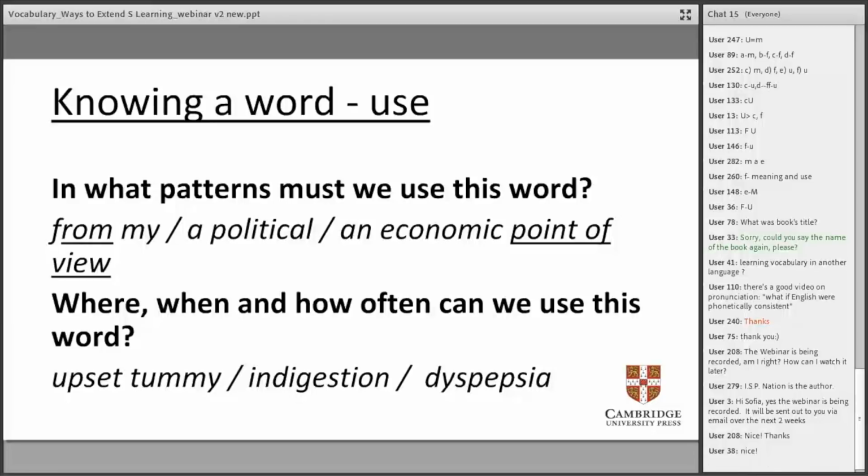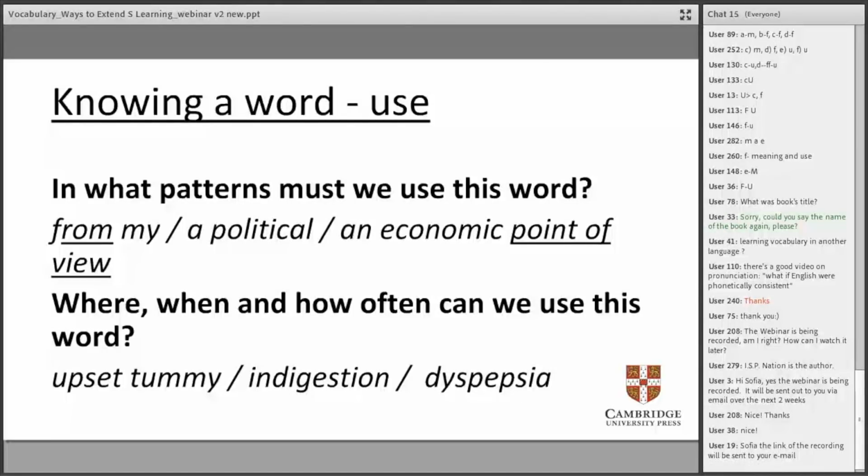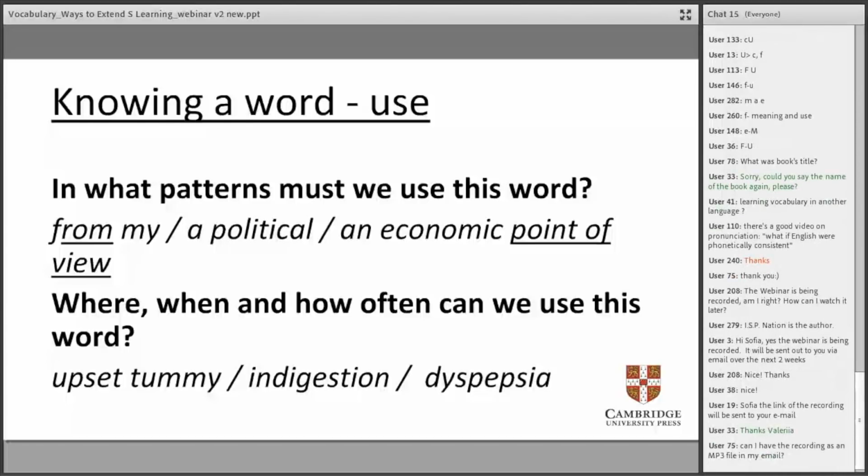Then, what patterns can we use? So, for example, the first example here, from point of view. We always need from point of view, but then we would put some kind of adjective or adjective phrase in the middle. So understanding that actual frame, that pattern that we can use, and that we need to use the preposition from with point of view. And also point of view is a whole complete phrase.